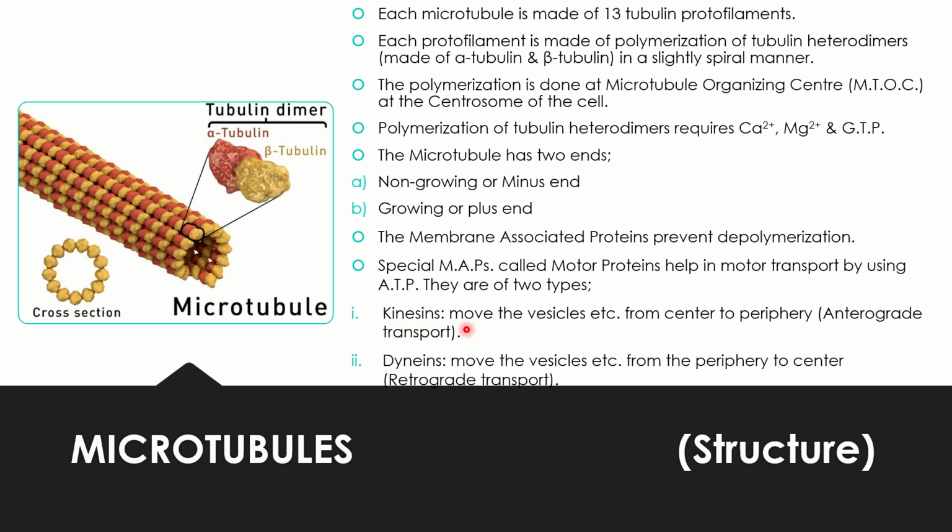Now the kinesins move the cellular materials, the organelles, vesicles, substrates, etc. from the center to the periphery, that is from the nucleus to the cell membrane. This transport is called the anterograde transport. Dyneins move the substances, the vesicles, the cell organelles from the periphery to the center, which is from the cell membrane to the nucleus, and this transport is mainly called retrograde transport.